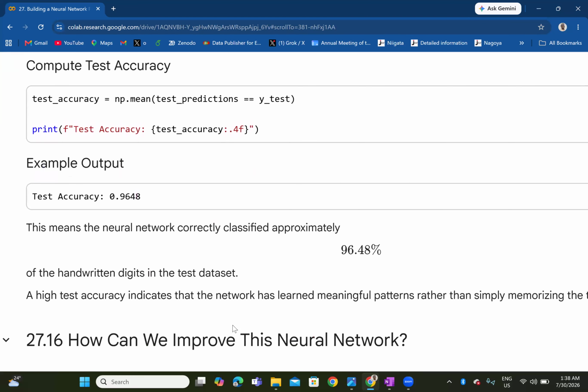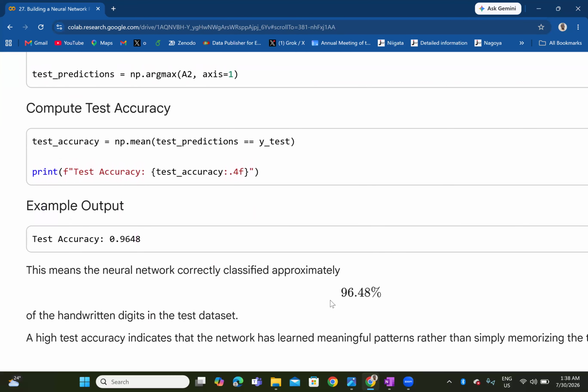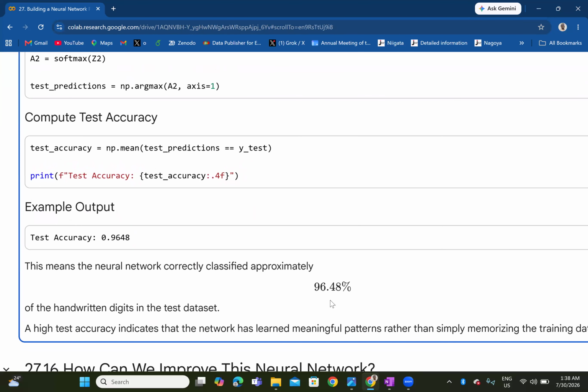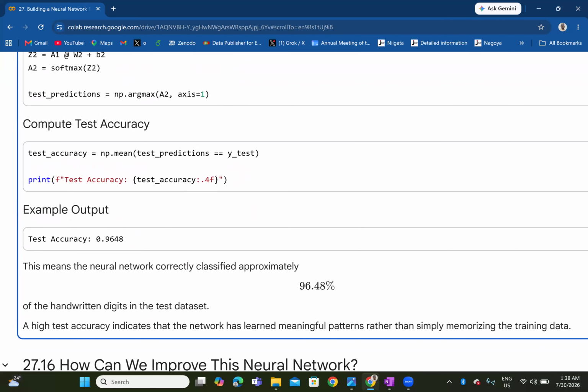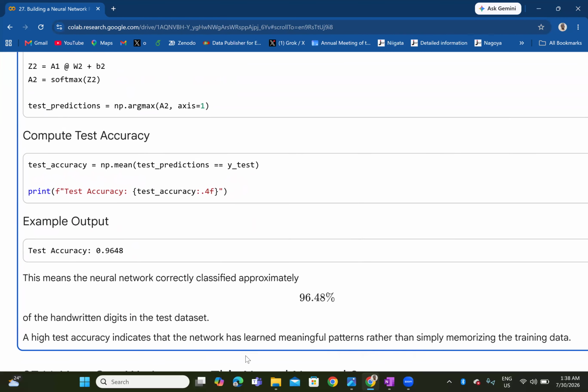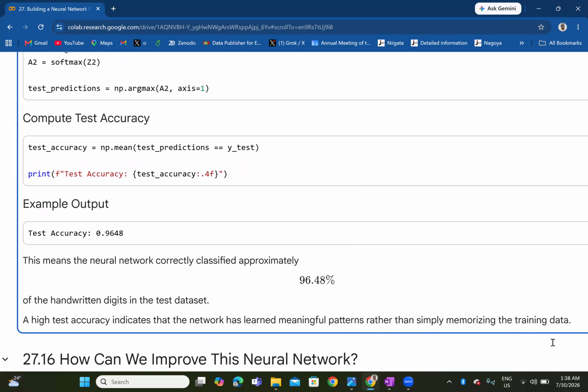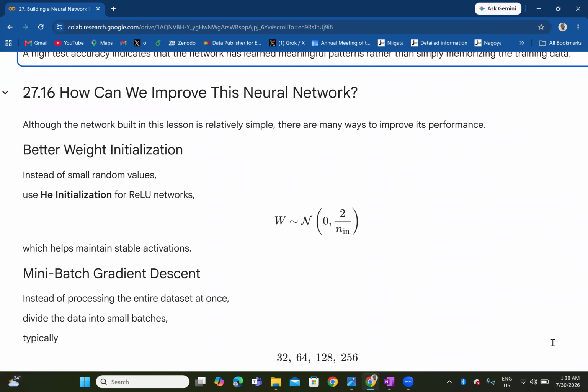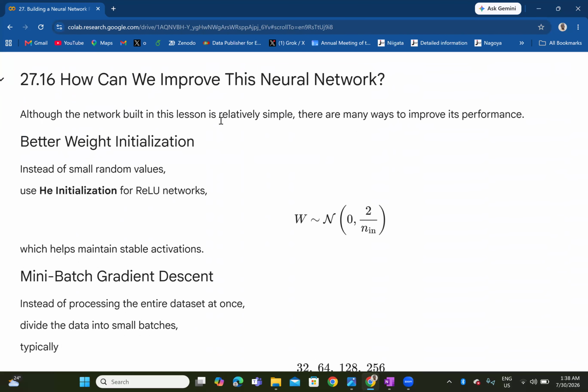Let's say that gives an example output of 96.48% of the handwritten digits in the test dataset. A high test accuracy indicates that the network has learned meaningful patterns rather than simply memorizing the training data. So how can we improve this neural network? Although the network built in this lesson is relatively simple, there are many ways to improve its performance.